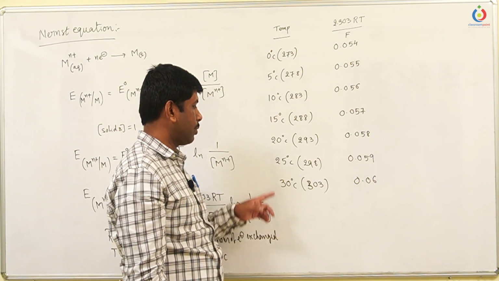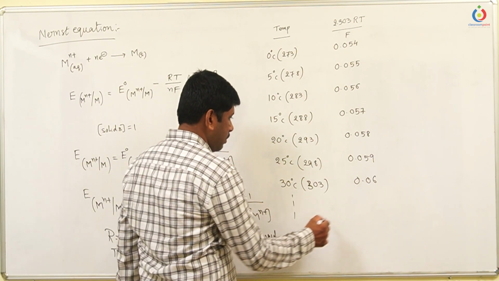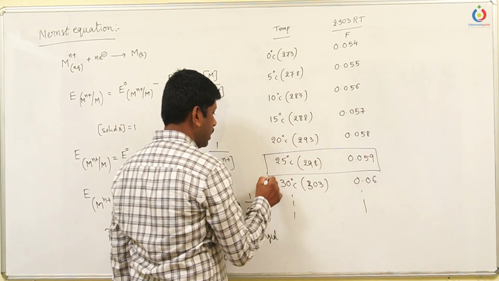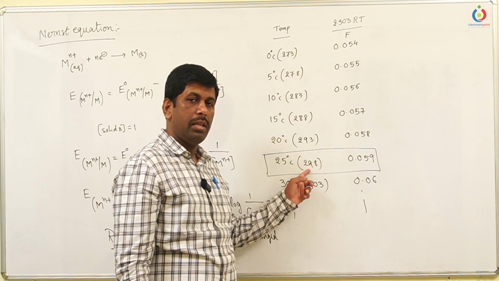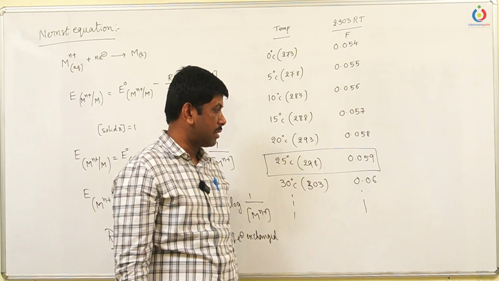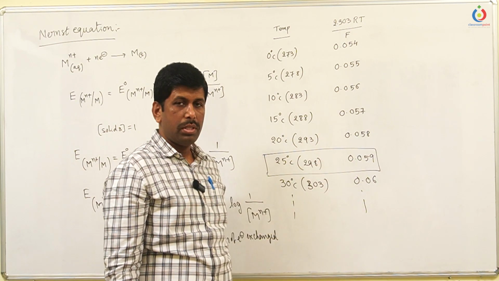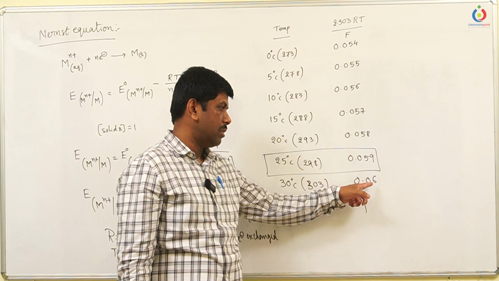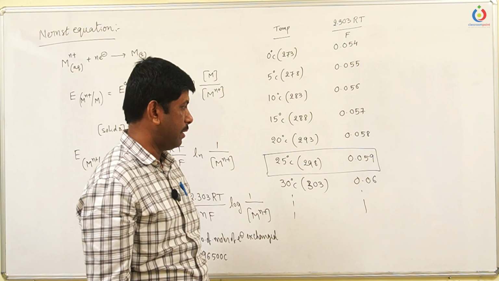Whichever temperature you take, usually we take these two temperatures. We take the temperature as 298 kelvins, so all calculations are done by considering the temperature 298 kelvins. But now and then we take 0.06 also. Why? Because the calculations become very easy with 0.06 compared to 0.059.